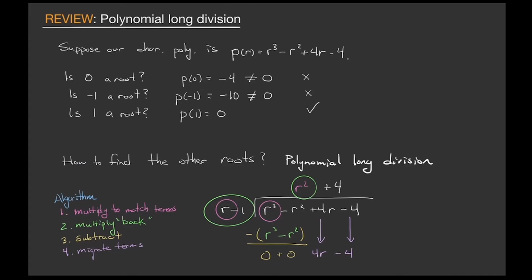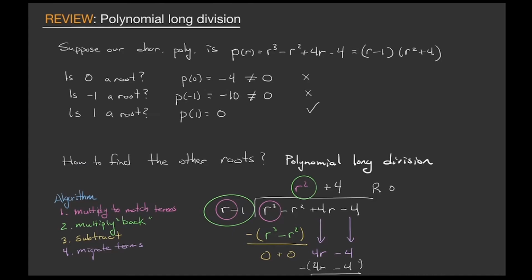We'll multiply the 4 back through, giving us 4r minus 4, subtract, and that'll leave us with nothing. So remainder 0, which, if you have a root, you're always going to get remainder 0. So if you don't get remainder 0, something went wrong. So what this shows is that this polynomial is equal to r minus 1 times r squared plus 4.